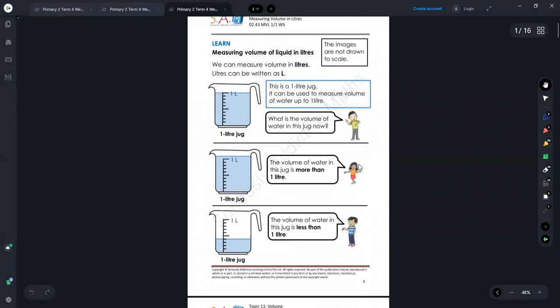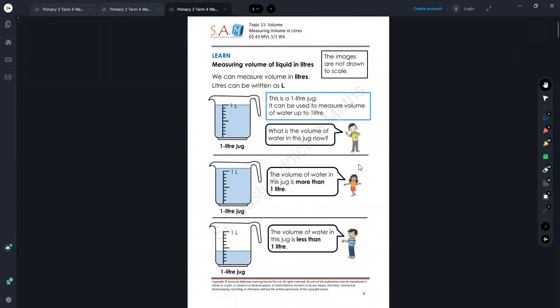Okay, booklet number 3, understanding of what liters are. For this question, please have your water bottle ready. It could be the mineral water bottle that we have in the office. That one is about 1.5 liters, but you can show them roughly how much 1 liter is. They need to get the idea of how much 1 liter is.